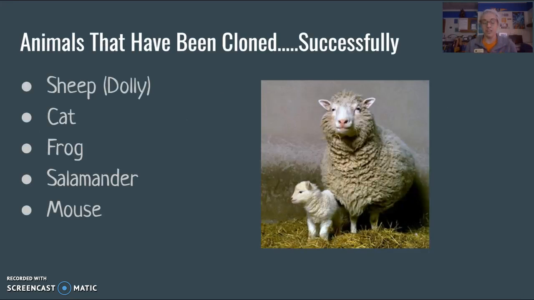There are some animals that have been successfully cloned. The first mammal that was successfully cloned was Dolly the sheep. Okay? Dolly the sheep is who I dressed up as for Twin Day during homecoming week. They have successfully cloned cats, frogs, salamanders, and mice.